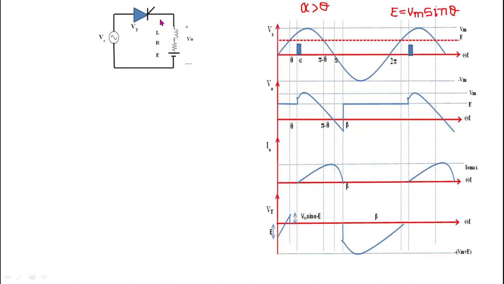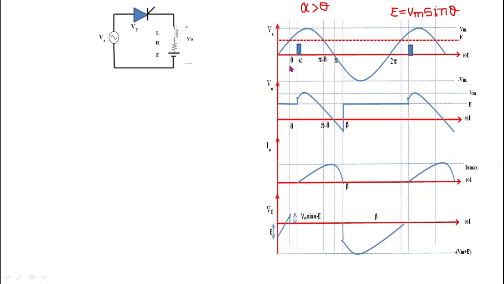So this is the circuit diagram of the rectifier. Here the load is RLE type, where R is resistance, L is inductance, and E is DC EMF. The output voltage we get across this RLE load, and this load is connected in series with this thyristor, and this whole circuit is supplied with a sinusoidal voltage source Vs. Vs is equal to Vm sin omega t, and this is the waveform of source voltage Vs. This red dotted line is the waveform of EMF E.